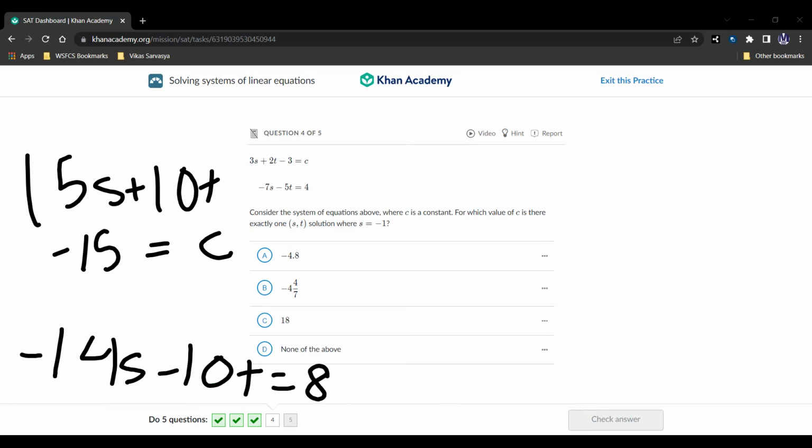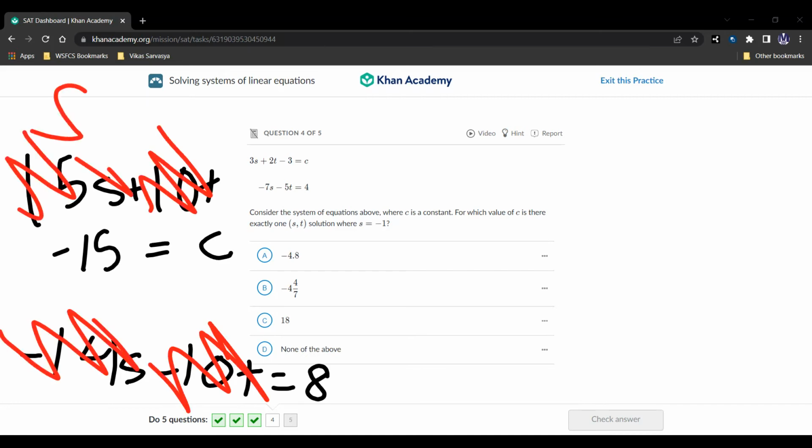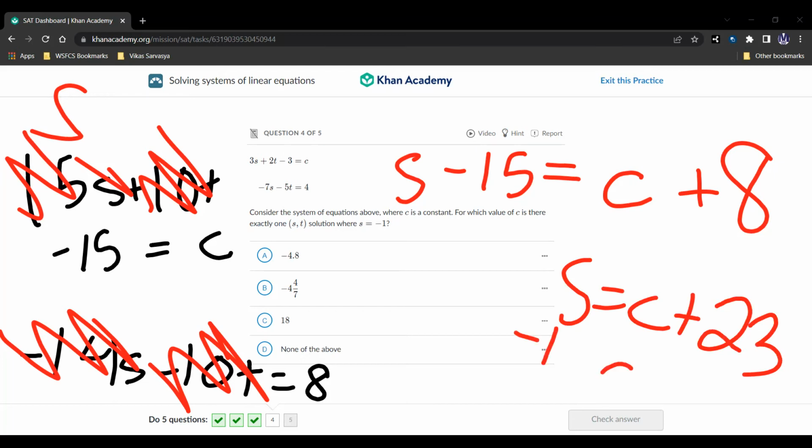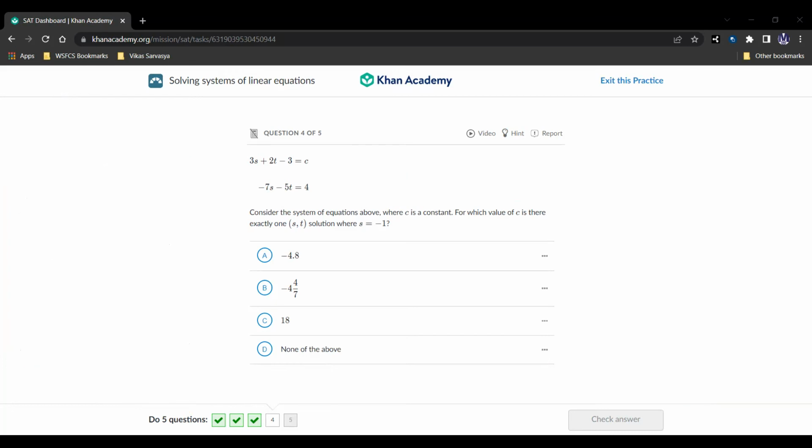Then this cancels with this, and leaves just 1s. So then you have s minus 15 equals c plus 8. So we add the 15 to both sides, and we get s equals c plus 23. And since s is -1, then c would be -24. All right. So now we just figured out that c equals -24 when s is equal to -1. And that's not one of the choices.